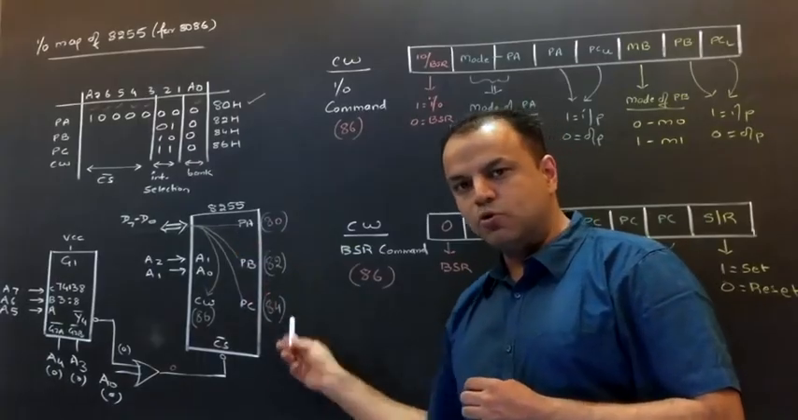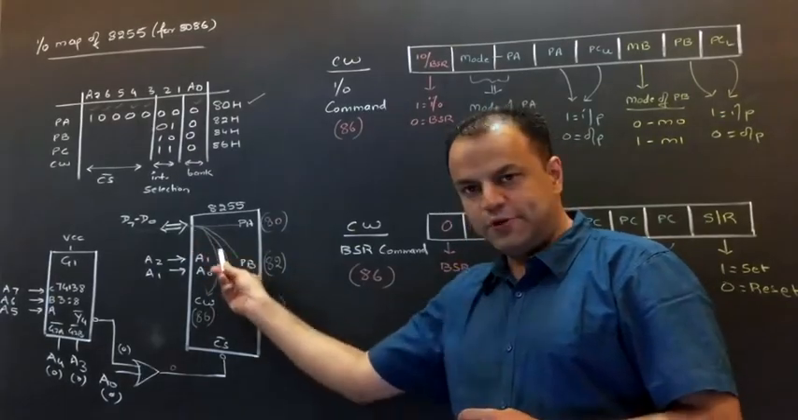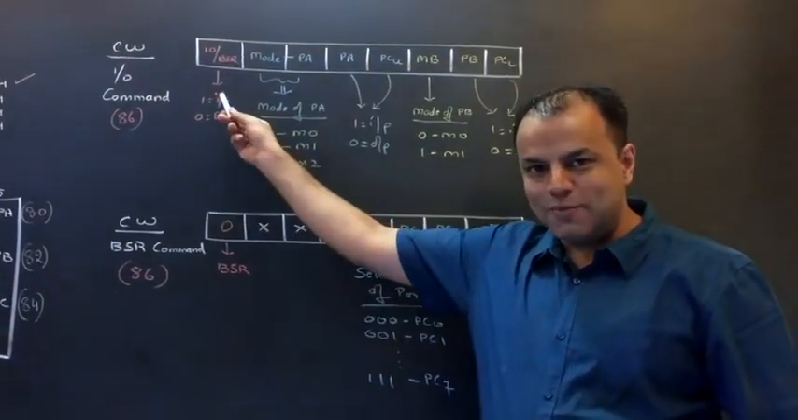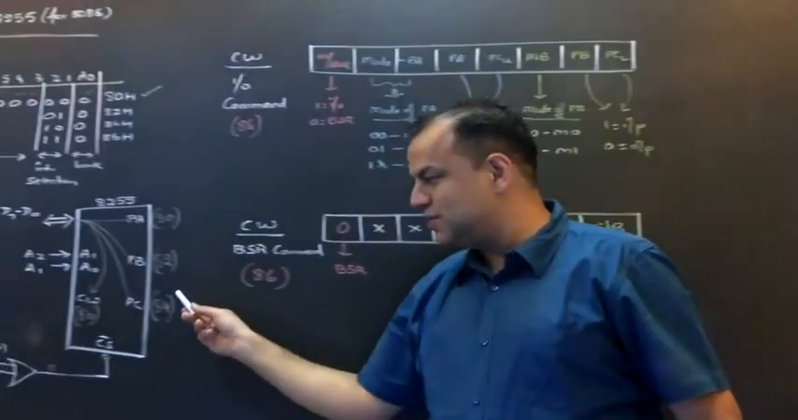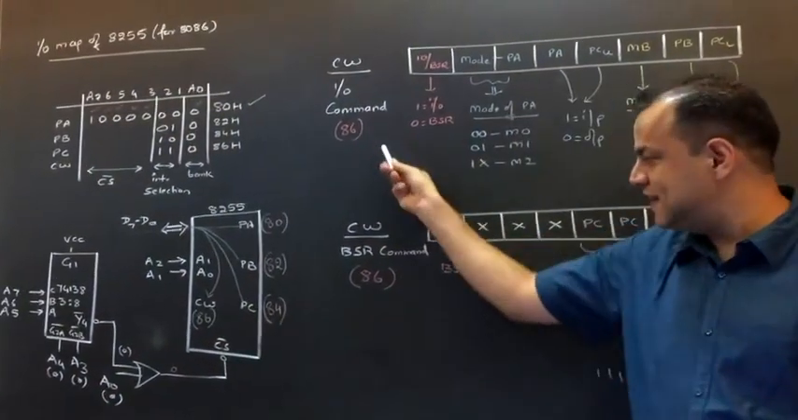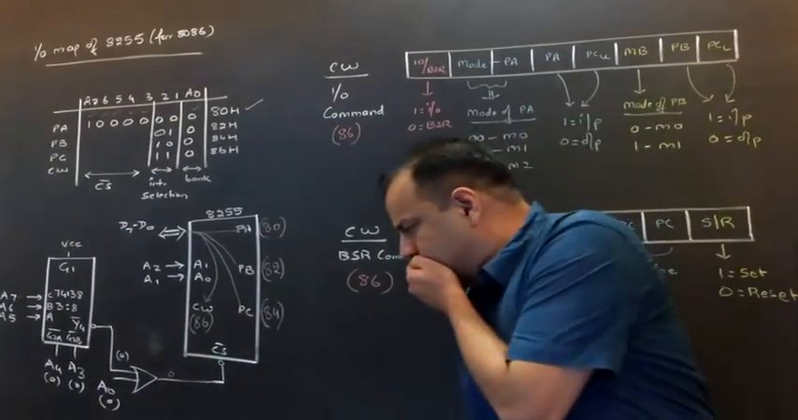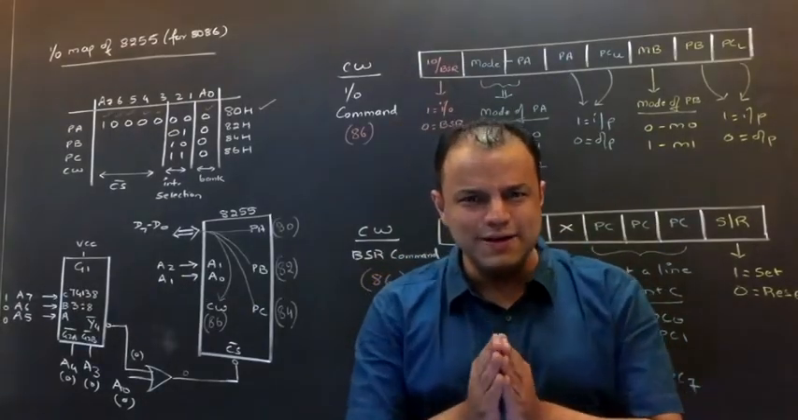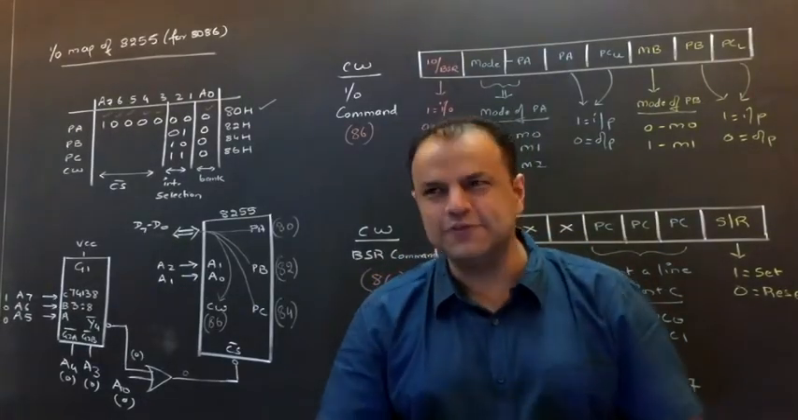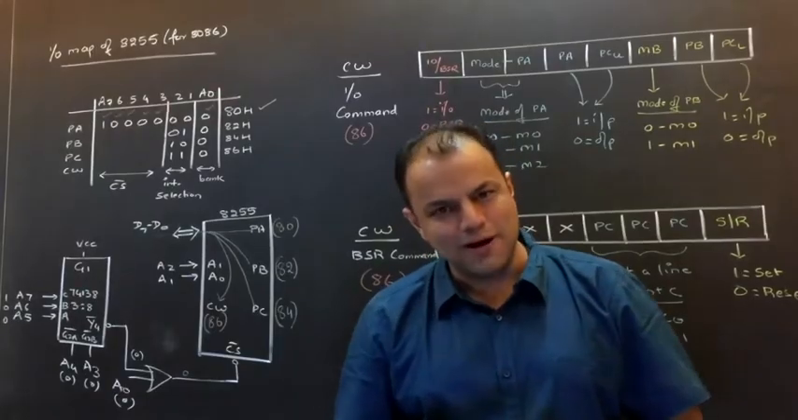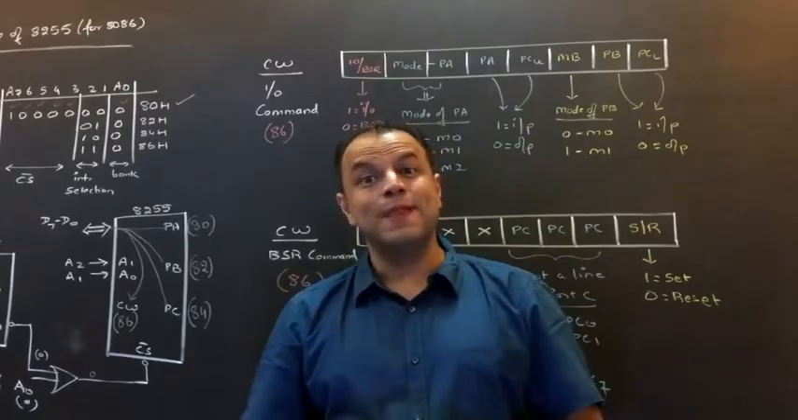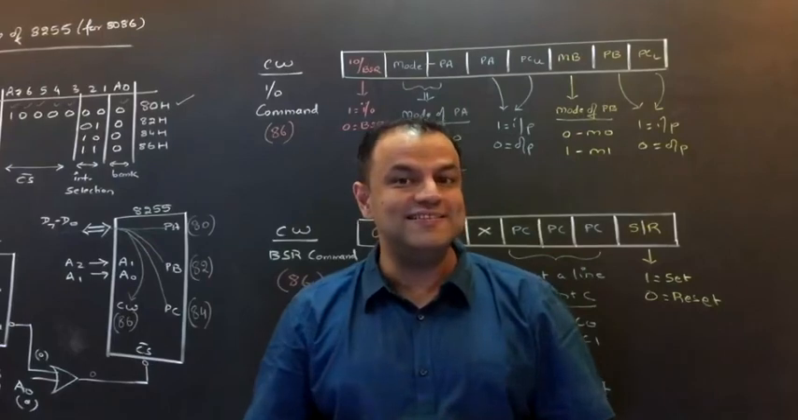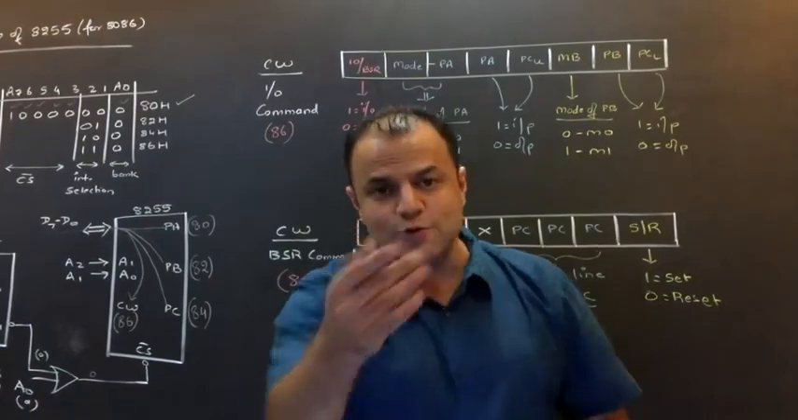What do you send to the ports? Data. What do you send to the control word? Command. These are your two commands, IO command and BSR command. Since both are commands, both will be sent to the same address, 86. So if you are the 8255 and I send you something at the address 86, you know for sure that it's a command because it has come at the address 86. But you still have a question whether it is an IO command or a BSR command, because both are sent at the same address. So how do you know whether it's an IO or BSR command?